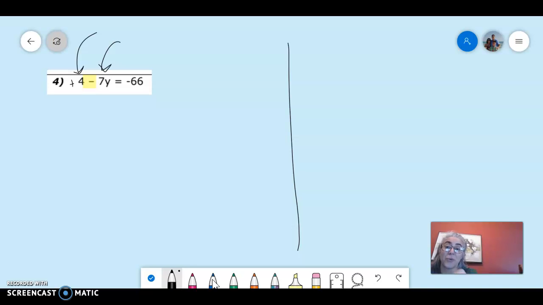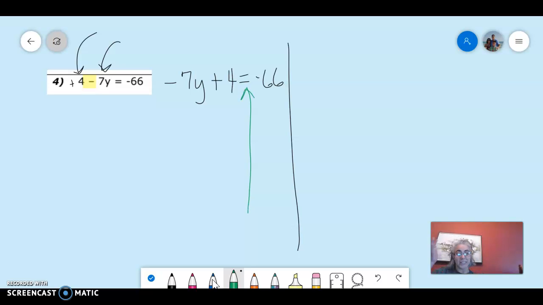So what you can do is rewrite it and say negative 7y plus 4 equals negative 66. Then when I go to solve this problem algebraically, I'm going to put the arrow right there at the equal sign, and that's so it stays balanced, right? Because whatever we do to one side, we want to do to the other side. Otherwise, it doesn't remain equal, which is very, very important in our mathematics.